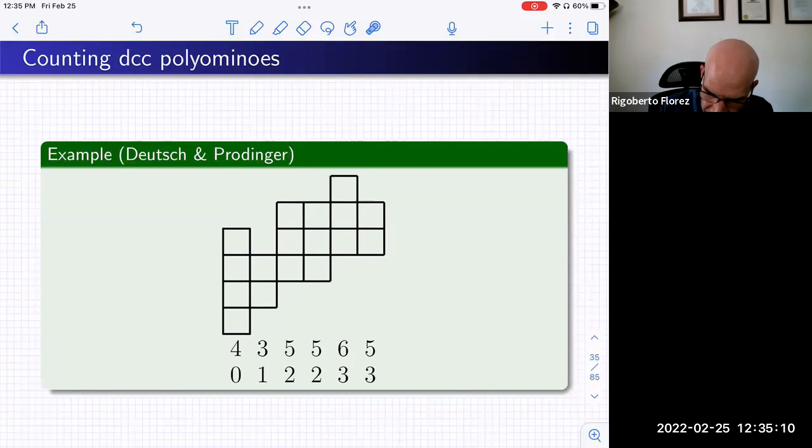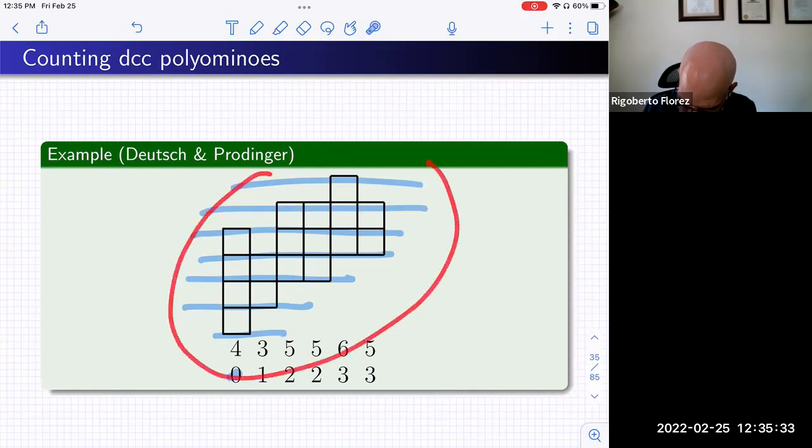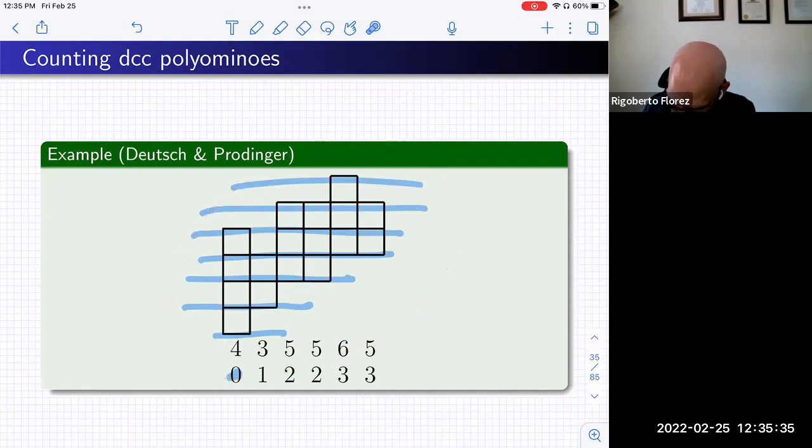So what they did is they defined the DCC polyomino, and they said, okay, look, this is level 0 here, put level 1, level 2, level 3, level 4, 5, and 6. And then we are going to see what the relationship is between these levels and the non-decreasing Dyck paths.